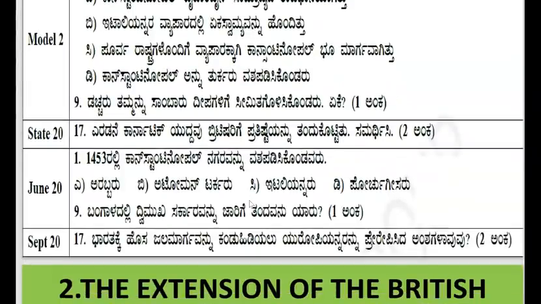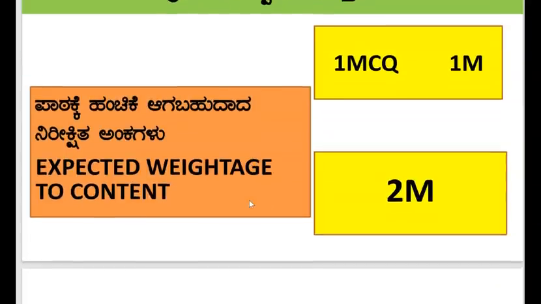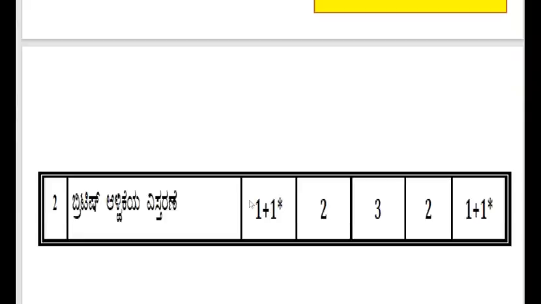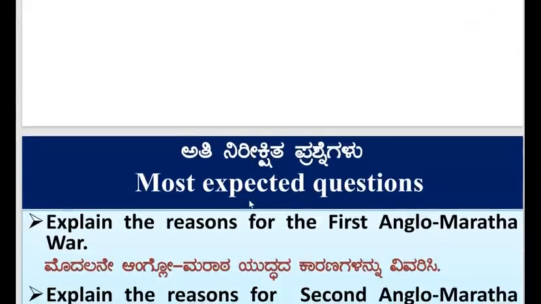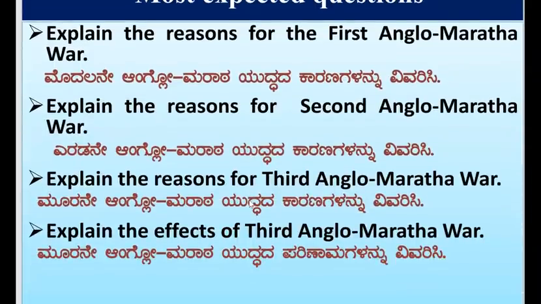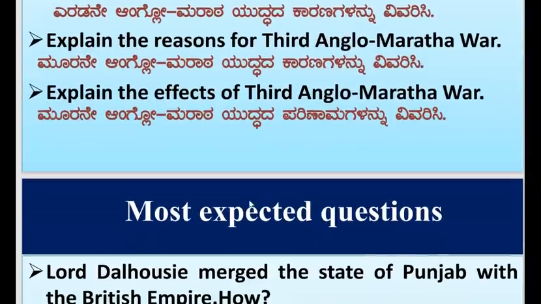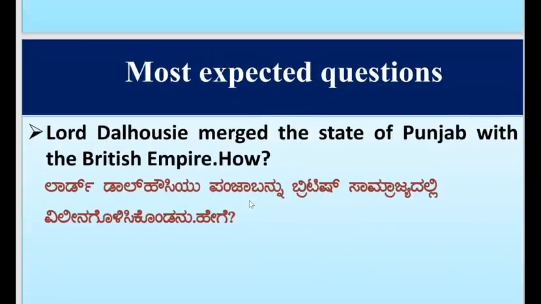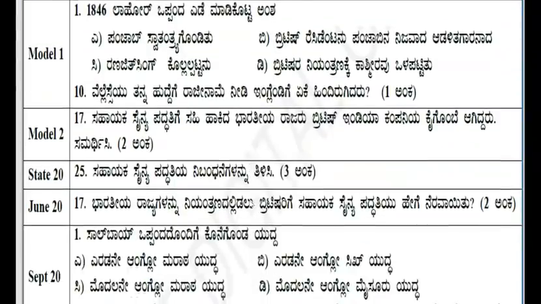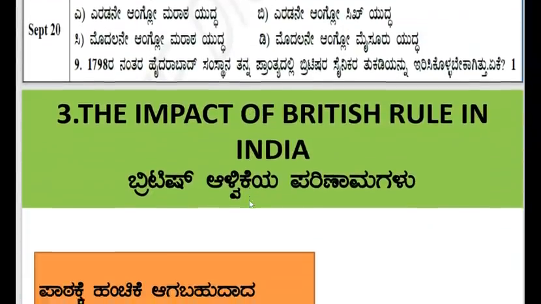In state final board exams, these were the questions asked from this chapter. Next, the extension of the British rule in India. From this chapter, you can expect 1 mark 1 question and 1 mark MCQ, if not directly 2 mark 1 question. Most expected questions: explain the reasons for the first Anglo-Maratha War, explain the reasons for the second Anglo-Maratha War, explain the reasons for the third Anglo-Maratha War, explain the effects of the third Anglo-Maratha War. Lord Dalhousie merged the state of Punjab with the British Empire. How? These are the model questions and Karnataka State Board final questions asked in the previous year papers.